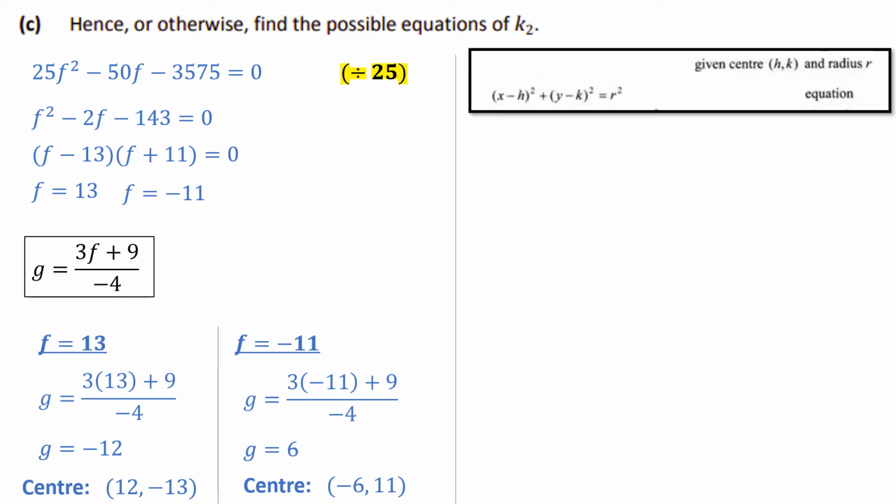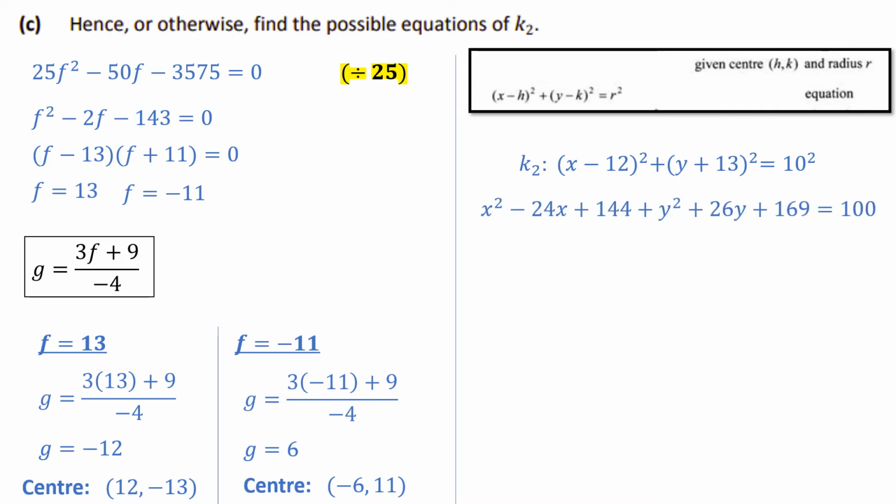The equation that's easiest to use is this one here, because we know the radius and we know the h and the k, which we've called g and f. But here, if you go to use the other one, you're going to miss your c. So this is probably the easiest way to approach it. So I have x minus 12 squared plus y plus 13 squared equals 10 squared.